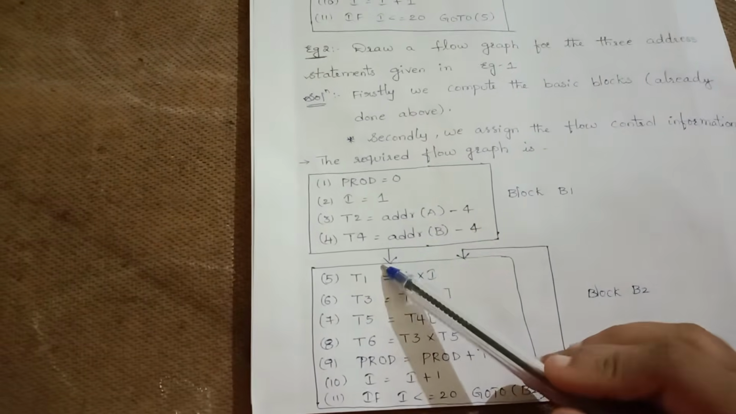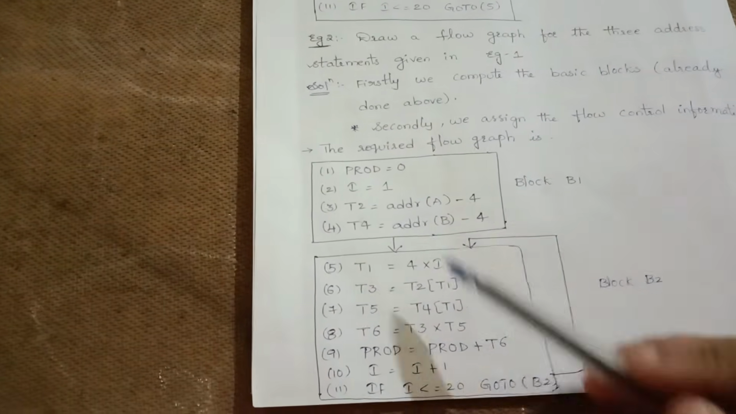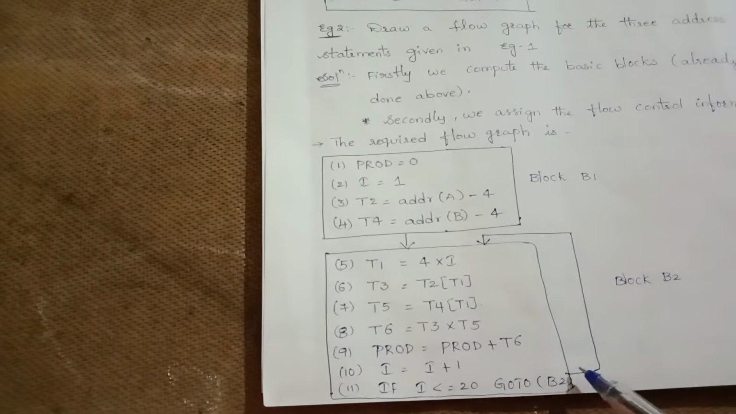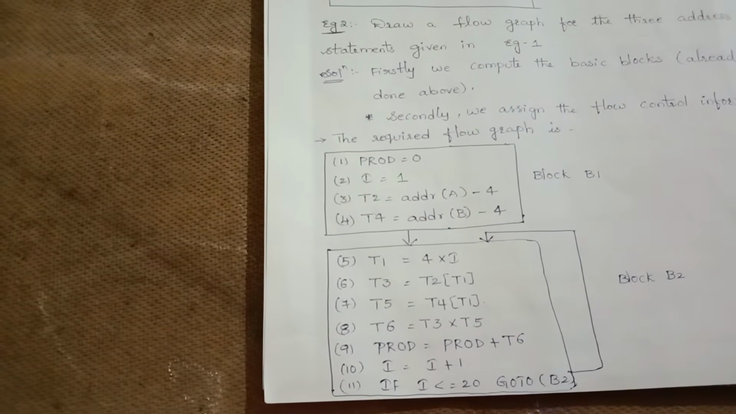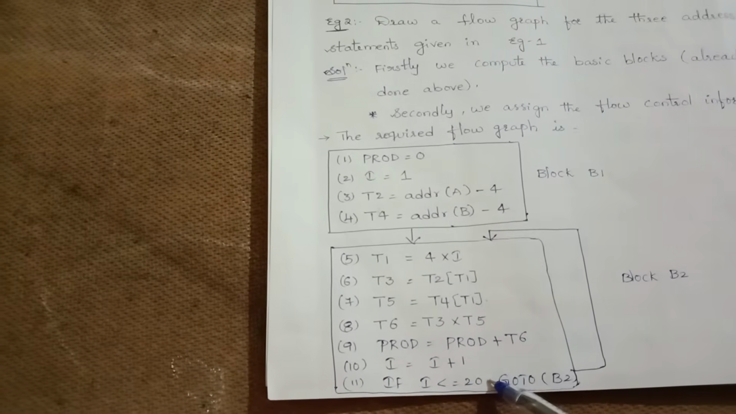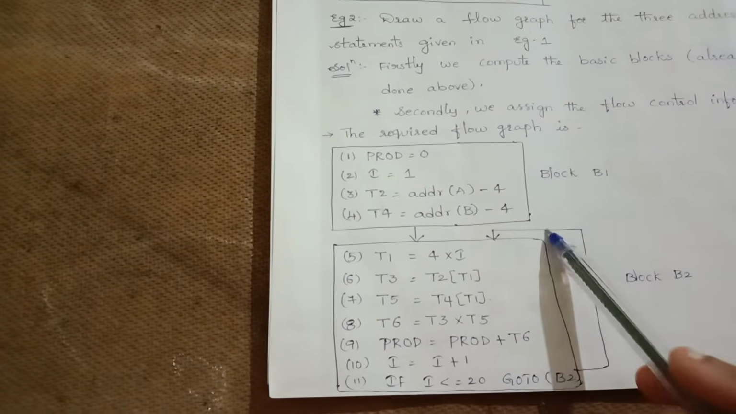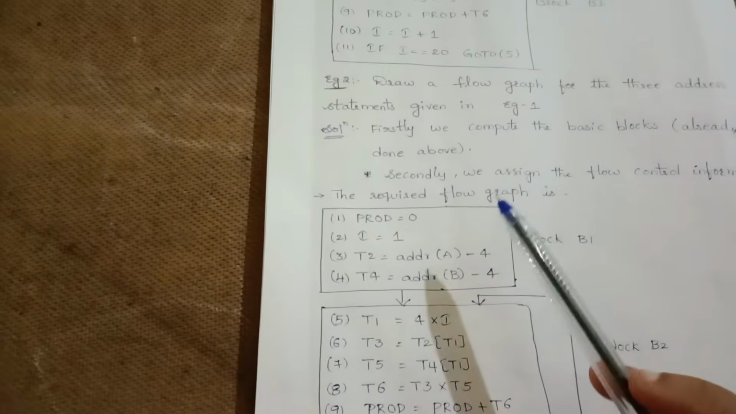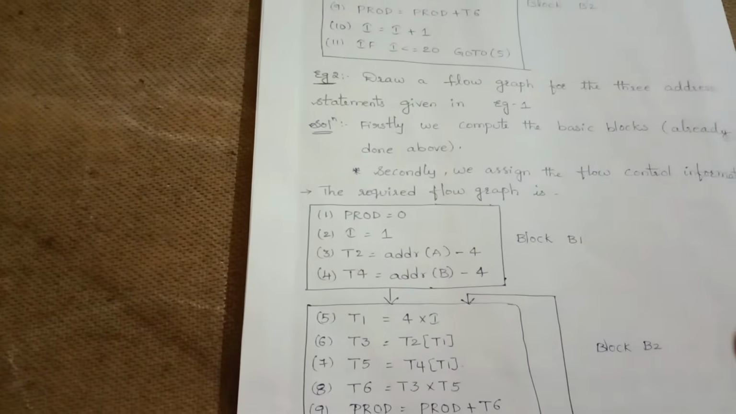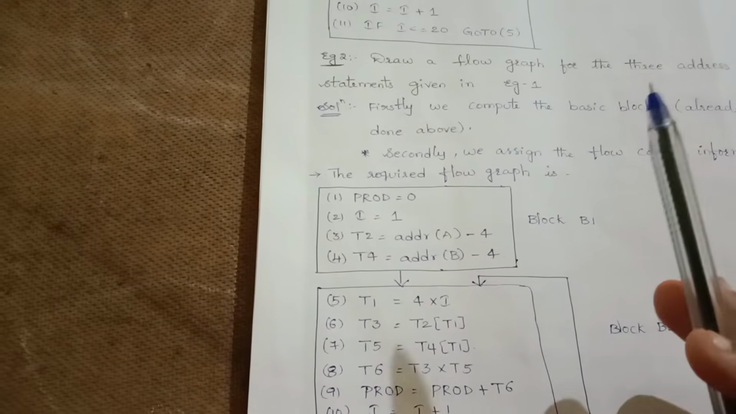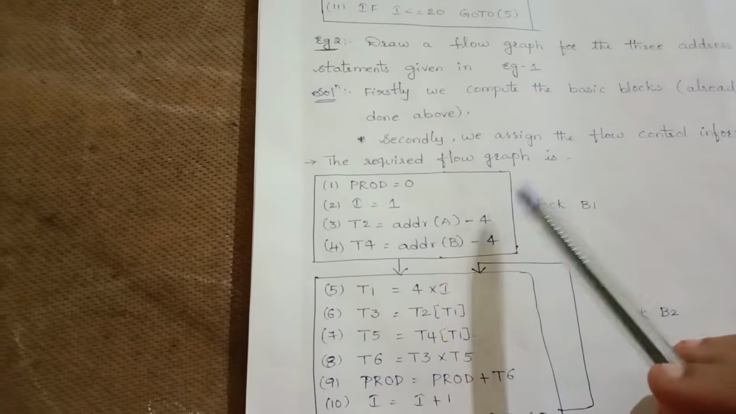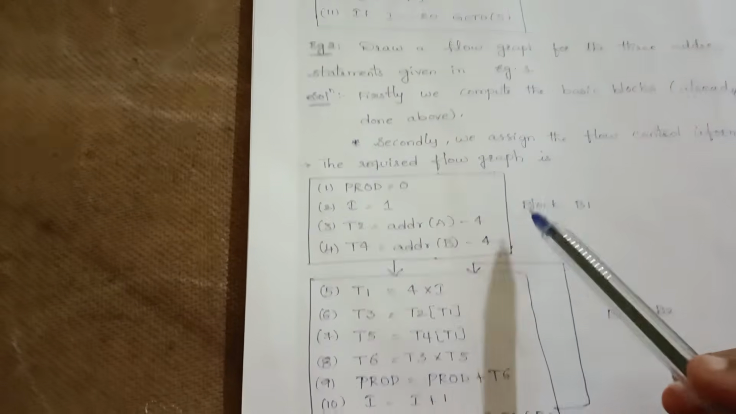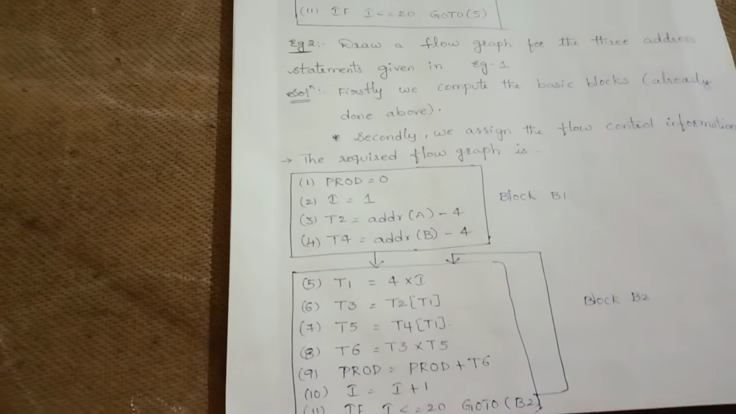Now we need to assign the flow from block 1 to block 2. We are assigning a flow graph, and here it is written: if I is less than or equal to 20, then go to block 2. So the flow graph will again move to block 2. So first, from the given three address code, we need to design the flow graph. How can we design it? First you need to divide it in the form of blocks, and then we need to draw the flow graph for those blocks.